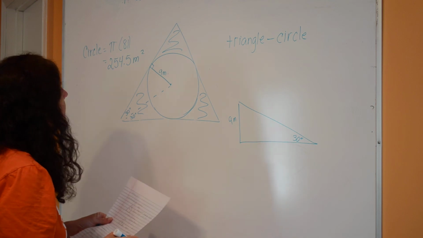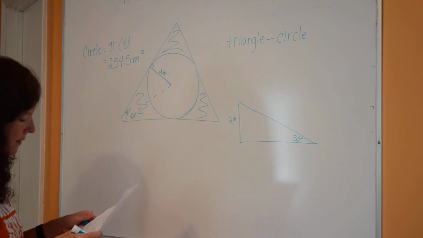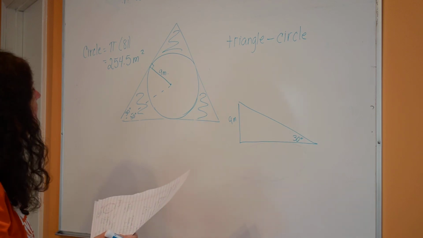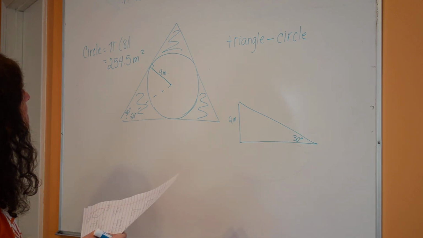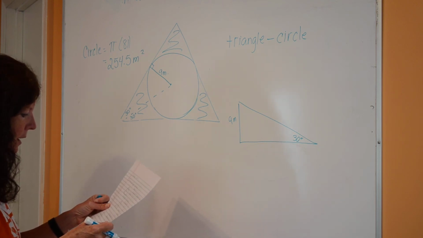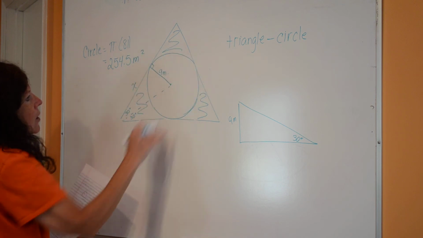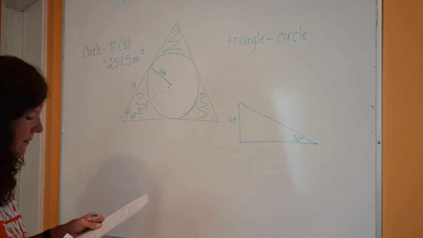All right, what I need to know is the base of that triangle. Well, actually, yeah, let's do it that way. I need to know the x part, which is going to be this right here, so then I can find all of the sides, okay?